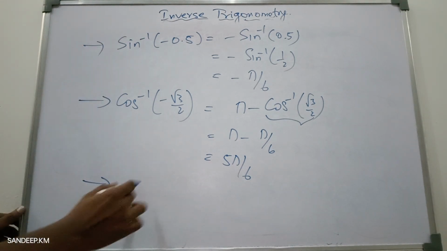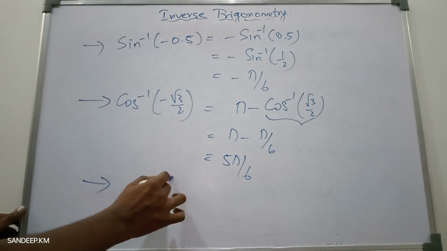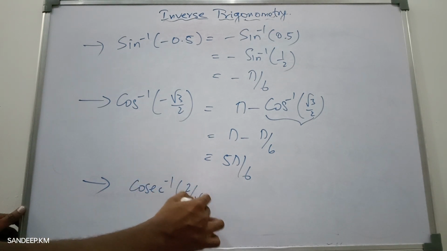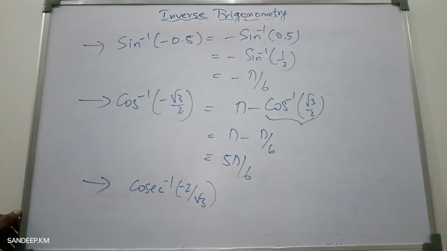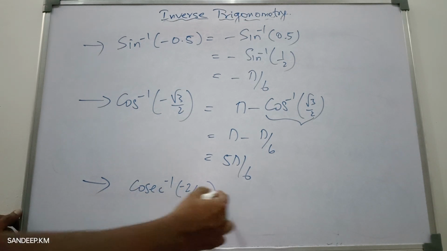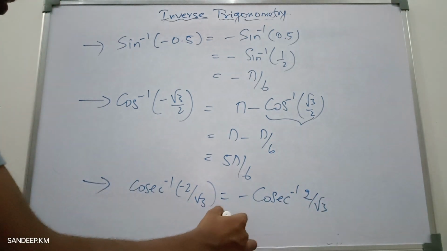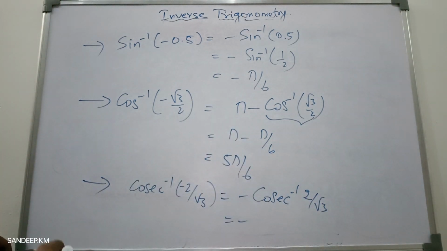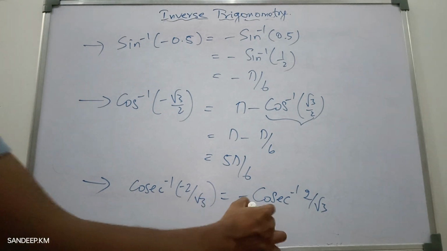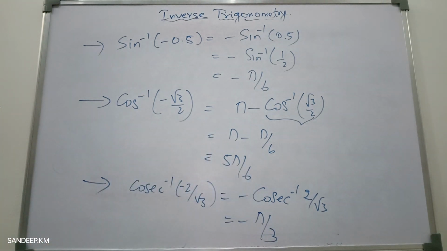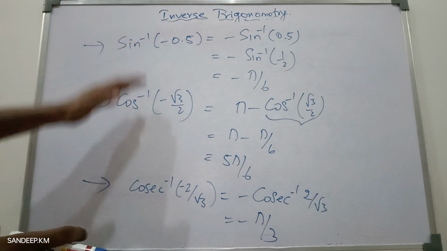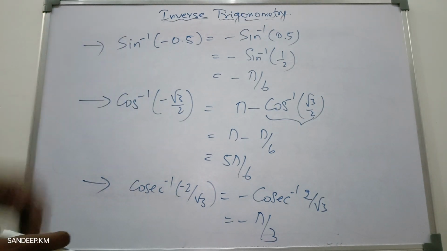Next, what is cosec inverse of minus 2 by root 3? It is nothing but minus cosecant inverse of 2 by root 3. Minus as it is, and cosecant inverse of 2 by root 3 is the same as sin inverse of root 3 by 2, which is nothing but pi by 3. So the answer is minus pi by 3. I hope it's easy to understand. These problems are done using theorem number 3.